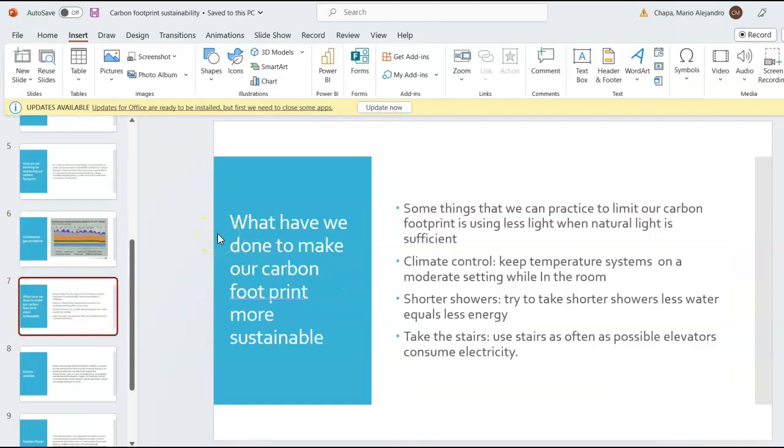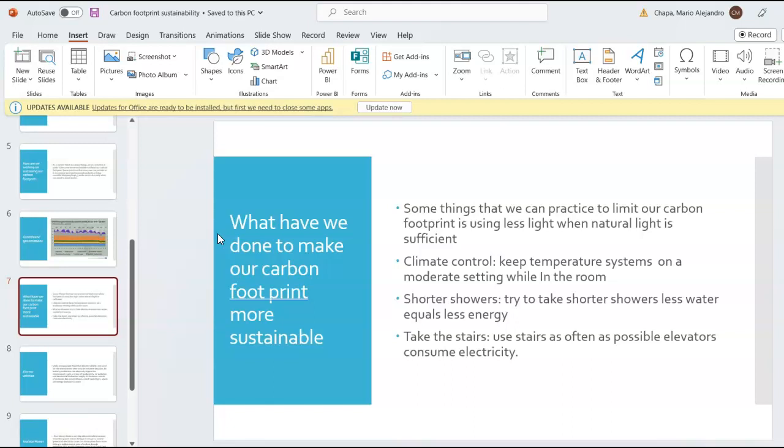What have we done to make our carbon footprint more sustainable? Some things that we can practice to limit our carbon footprint: number one, using less light when natural light is sufficient. Number two would be climate control. Keep temperature systems on a moderate setting when in a room. Three, shorter showers. Try and take shorter showers because less water equals less energy.